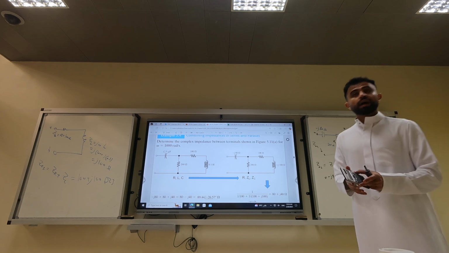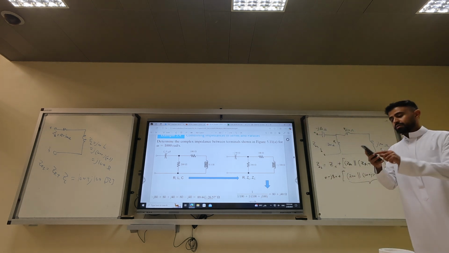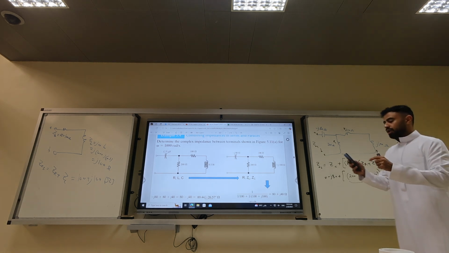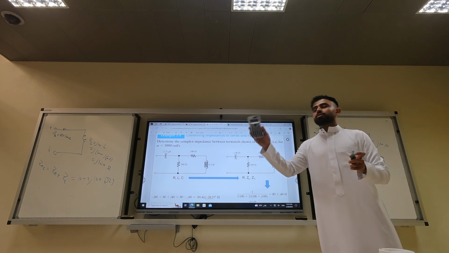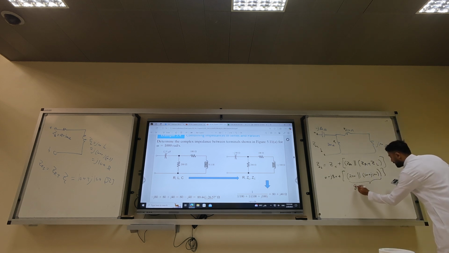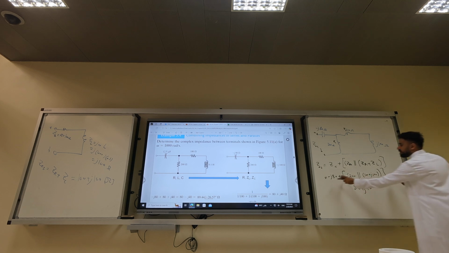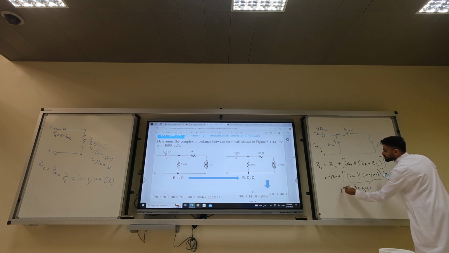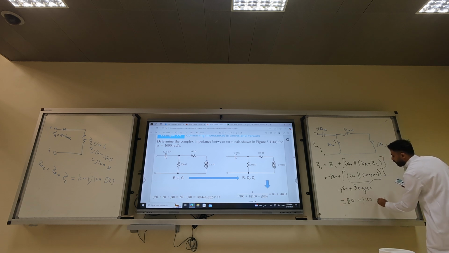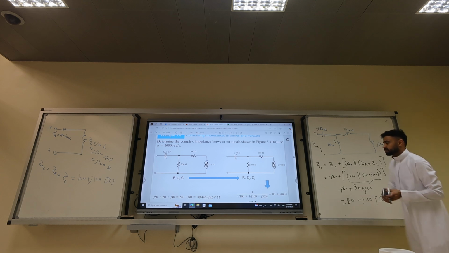1 over 200. We have to do the same thing with the calculator. It will be 1 over 200 plus 1 over 100 plus J times 100, all inverse, and then you take the inverse. So it will be 80 plus 40J. And then you add to it minus J80. The final answer will be 80 minus J40 ohms.